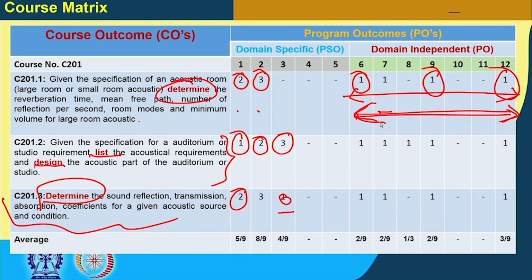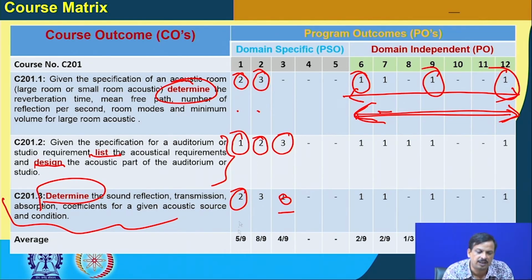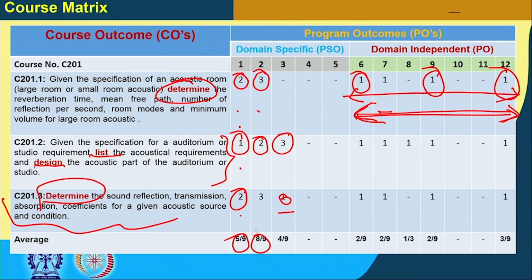Now, once you develop this matrix for your course, you take the average. So, if it is fully developed, this one, this one, this one, it should be 9, 3 plus 3 plus 3. How much do I score? 5. So, this course is 5 by 9, this is 8 by 9, this is 4 by 9, this is 2 by 9, 2 by 9, 1 by 3, 2 by 9, 3 by 9.